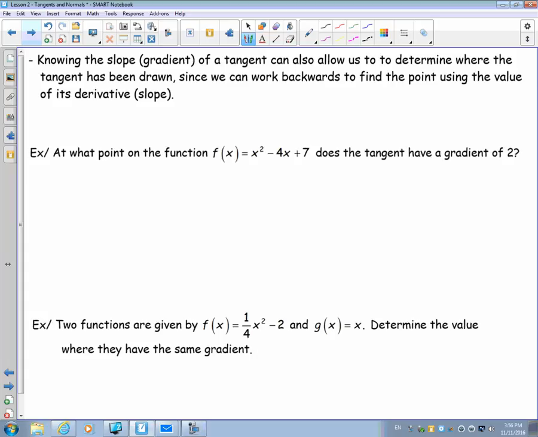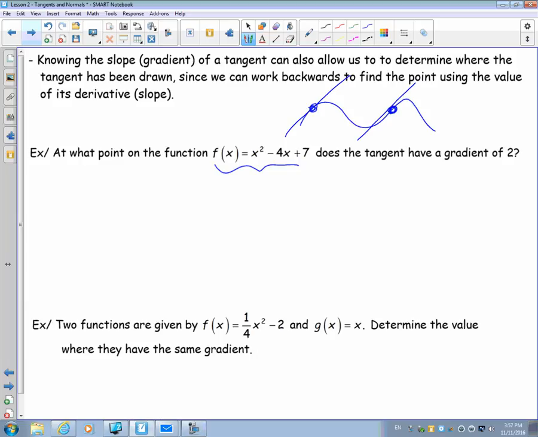at. So for instance, if I had this function like this, and I said, where is the tangent 3? I can draw it where it's 3 and say, hey, that one's off by a little bit. Let's pretend it's on there. Maybe it's these 2 points. I can find the points by solving for x. So for example, at what point on the function, here's my function, does the tangent have a gradient of 2? In other words, where is the slope 2?